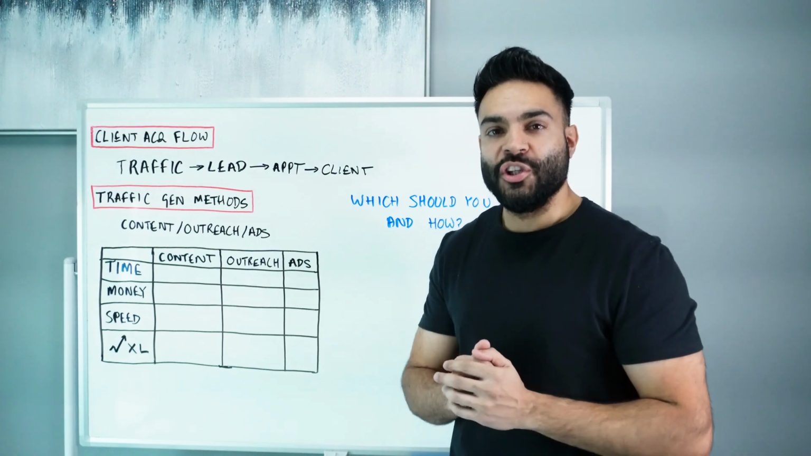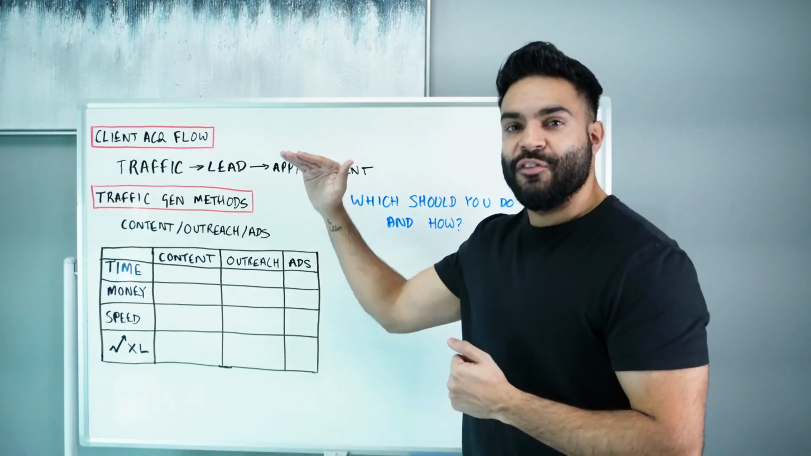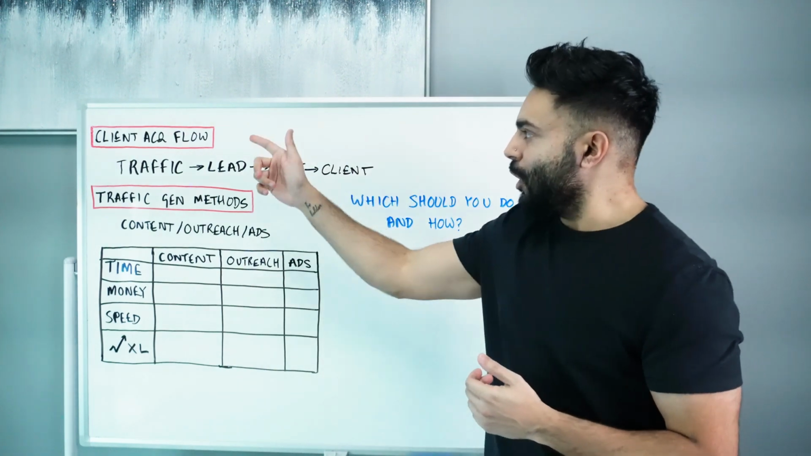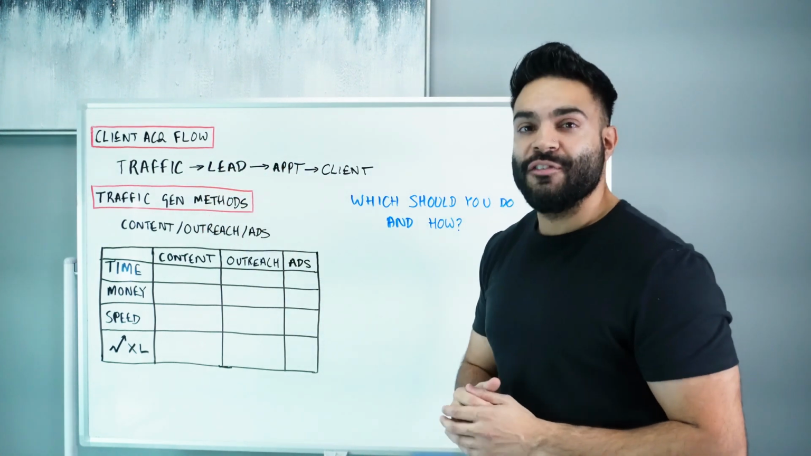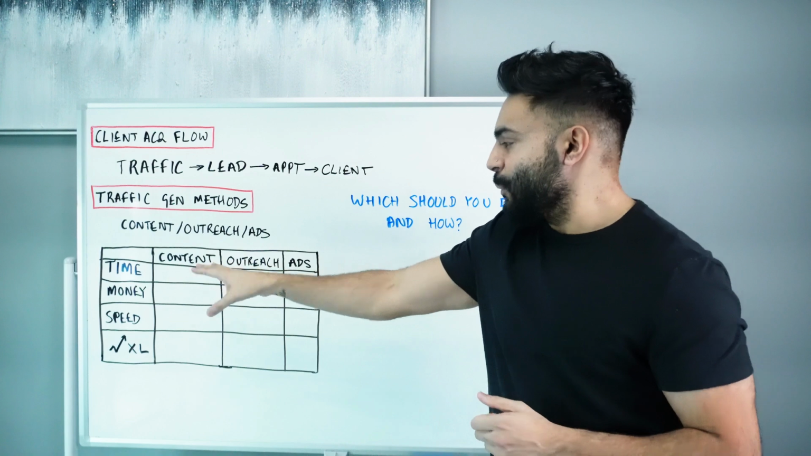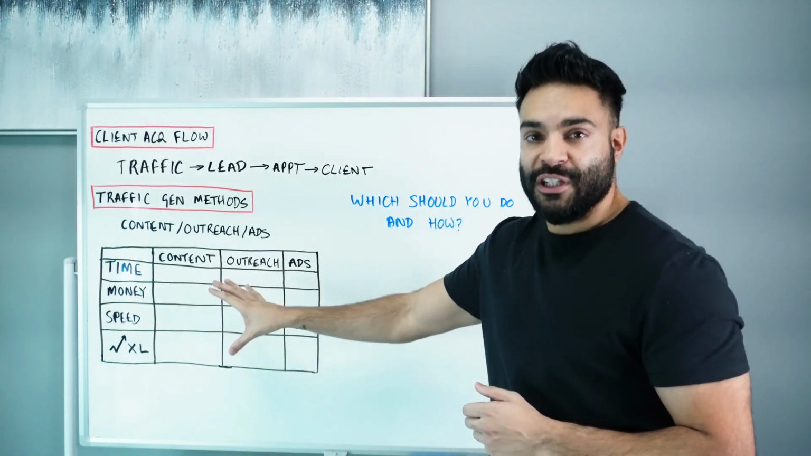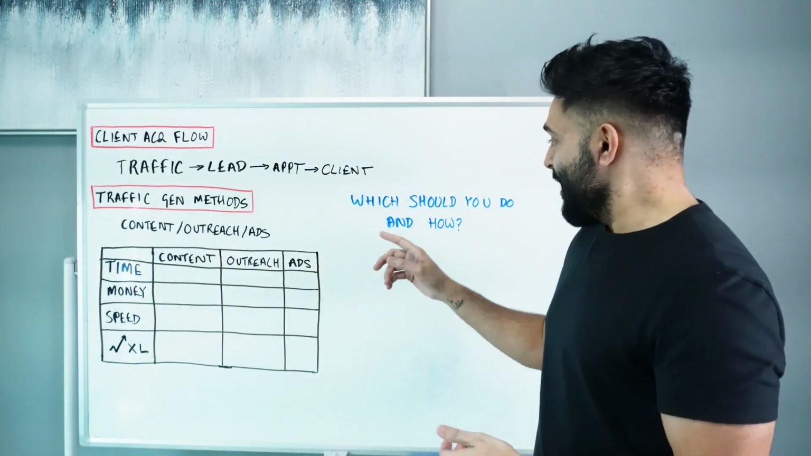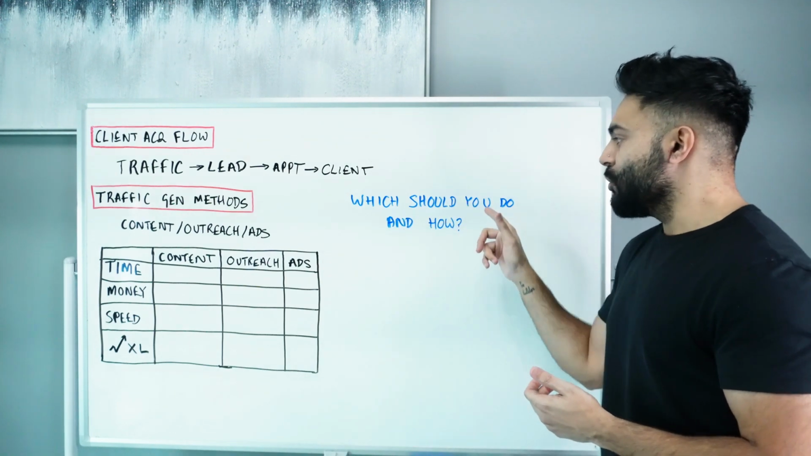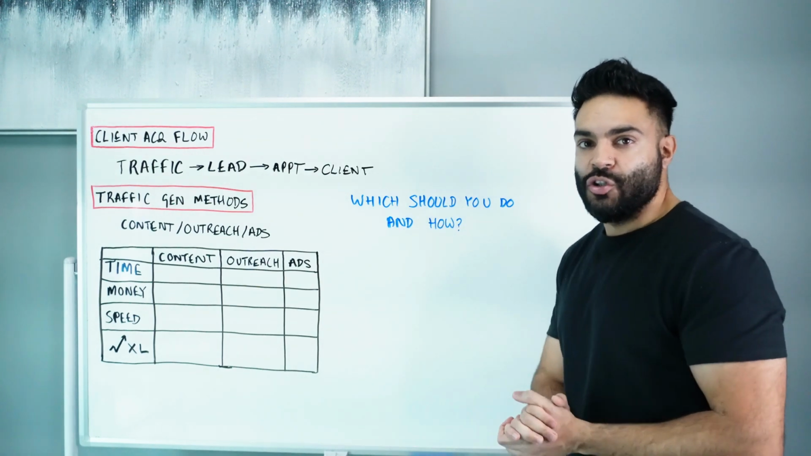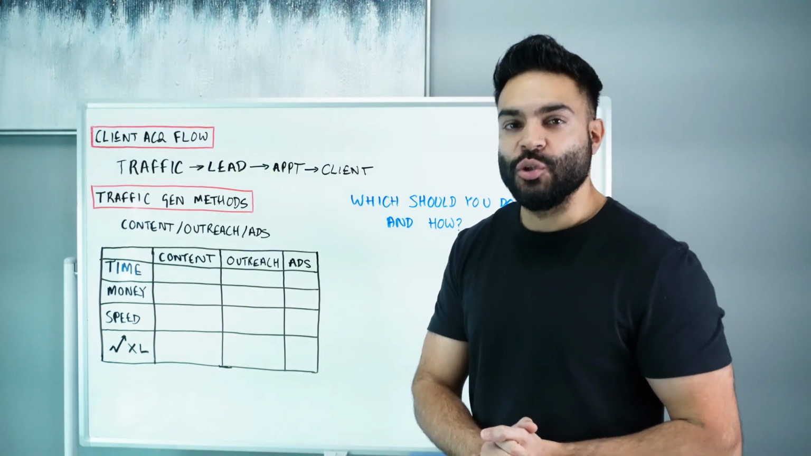If we turn our attention to the board here, I'm going to walk you through a few processes. First, we're going to start with the client acquisition flow. Then we're going to talk about different traffic gen methods. And then we're going to go through this table here that we're going to fill out together so you can see what's going to be best for you. And stay till the end of the video, obviously, because I'm going to show you how do you know which you should do and how are you actually going to do it. There's no one size fits all.